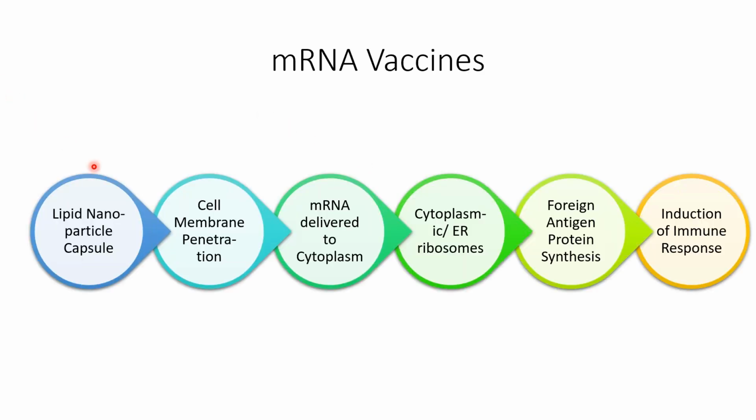Next, we come to mRNA vaccines. Here, these vaccines have a lipid nanoparticle capsule, which helps the vaccine or the particles inside it to penetrate through the cell membrane. Now, once penetrated, it delivers the mRNA into the cytoplasm. And this mRNA, in the presence of the cytoplasmic ER ribosomes, leads to the formation of the foreign antigen proteins, which, when presented on the surface of the cells, lead to an induction of the immune response.